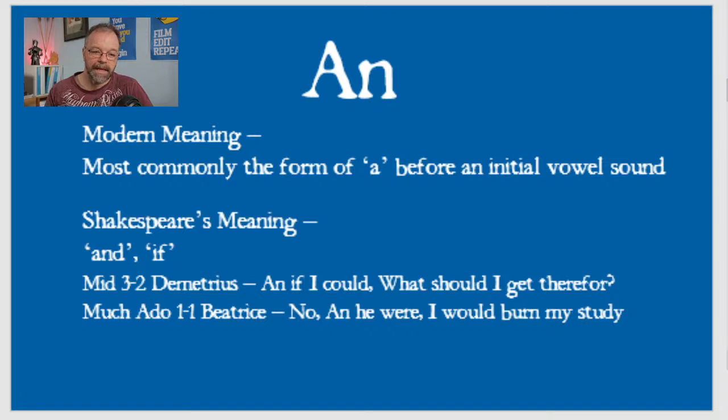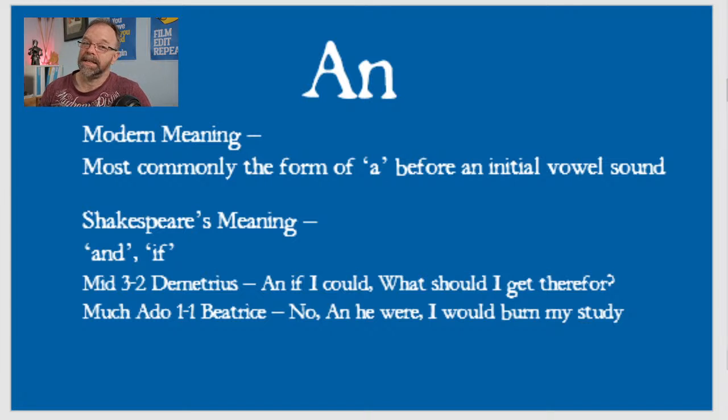But again, in Much Ado About Nothing, Act 1, Scene 1, Beatrice says, "No, an if he were, I would burn my study." So in that context, the word an actually means if. So if he were, I would burn my study. And when you realize that, that line makes a little bit more sense. So that's something to look out for, and just think about that when you're looking at the word an.